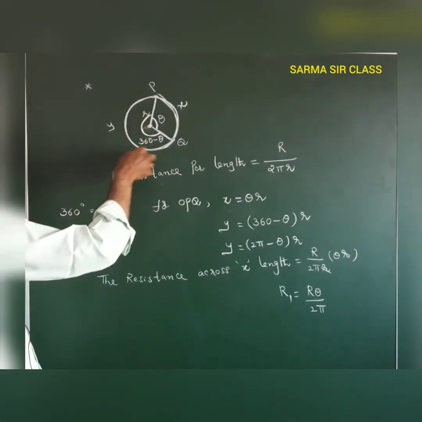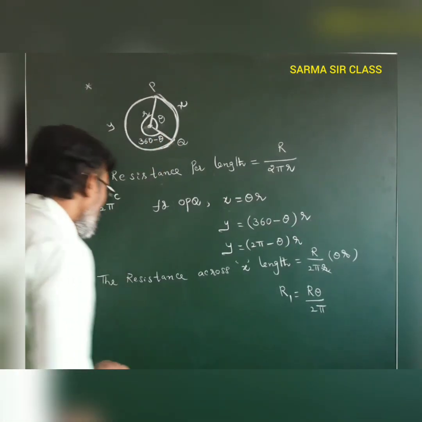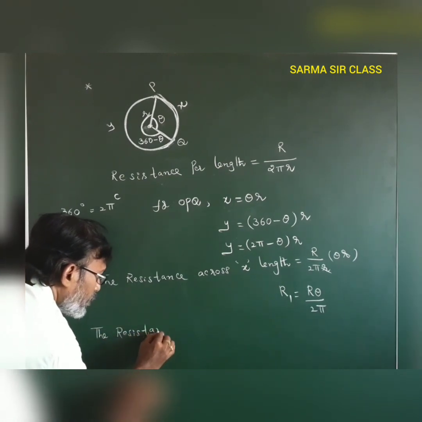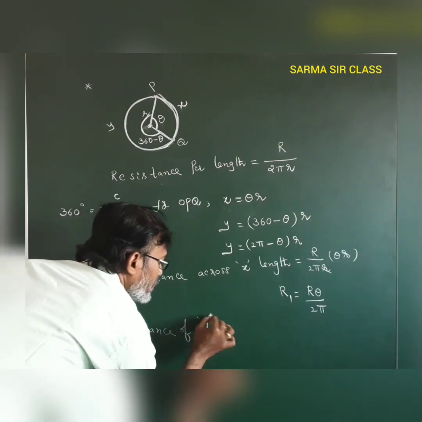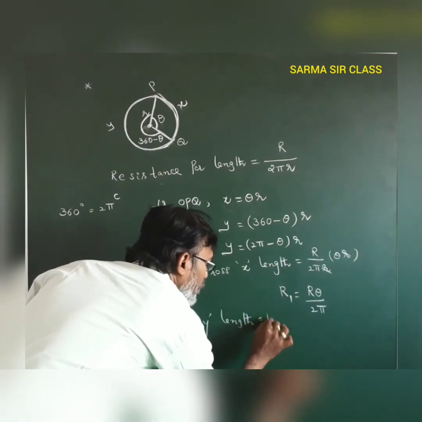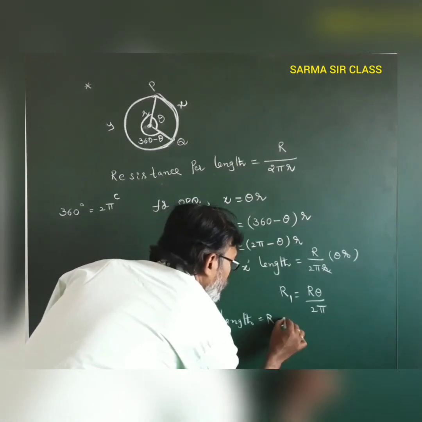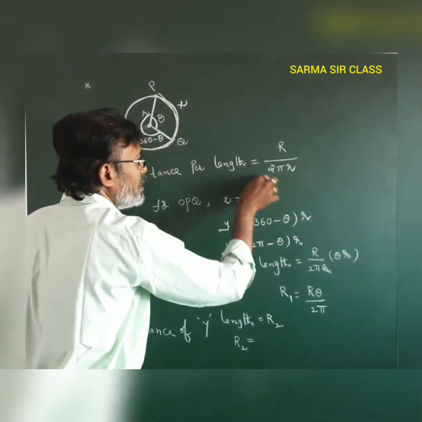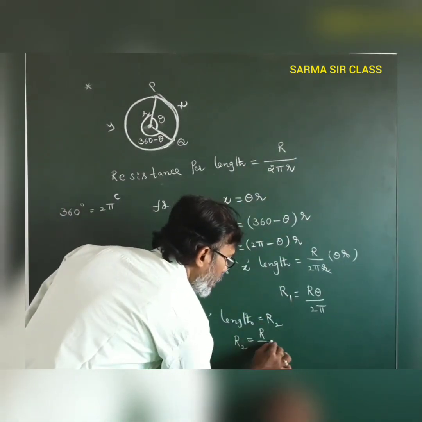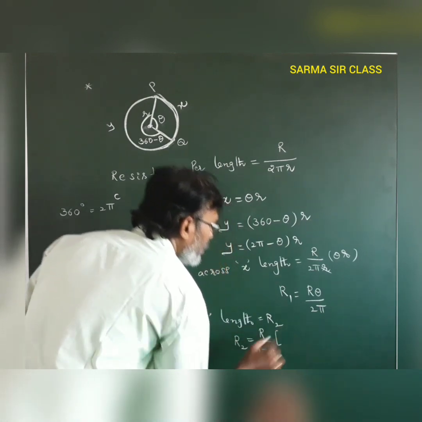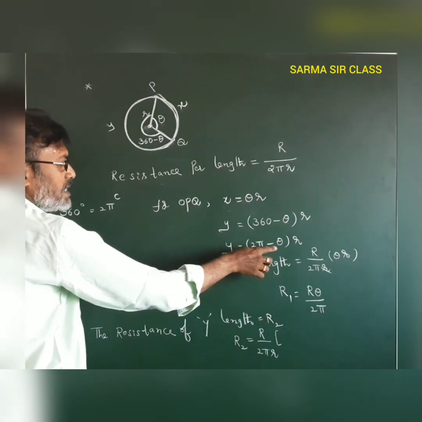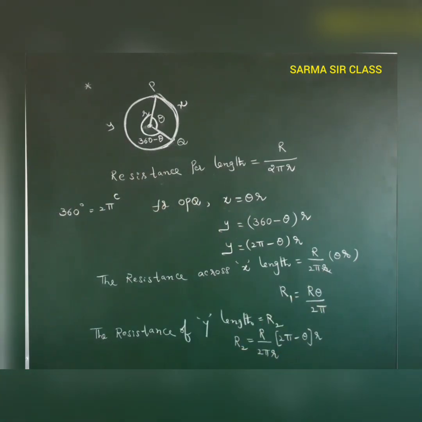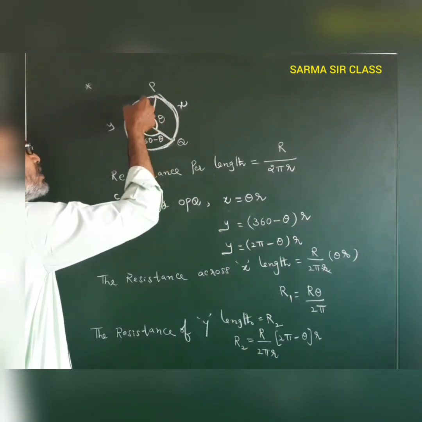The resistance of y length is nothing but what's the value? R2. So now the resistance of y length, R2, is equal to what's the value? Here we are taking R2 with the same resistance per unit length. What is the resistance here? R by 2 pi r. Then y length means what's the value? 2 pi minus theta into r. Now we got the resistance of x length, we got the resistance of y length.